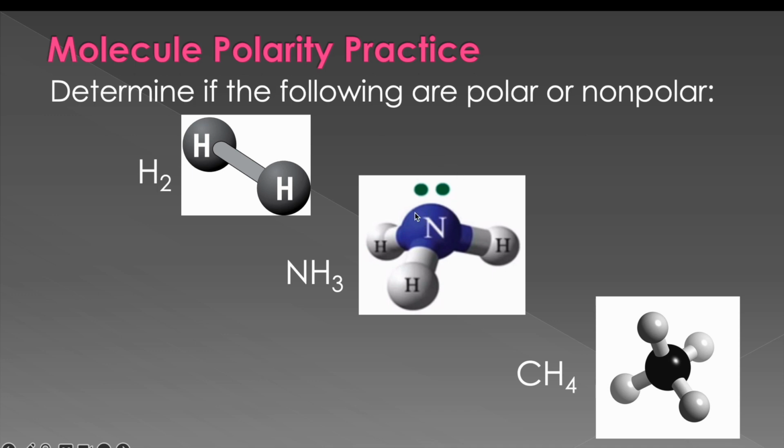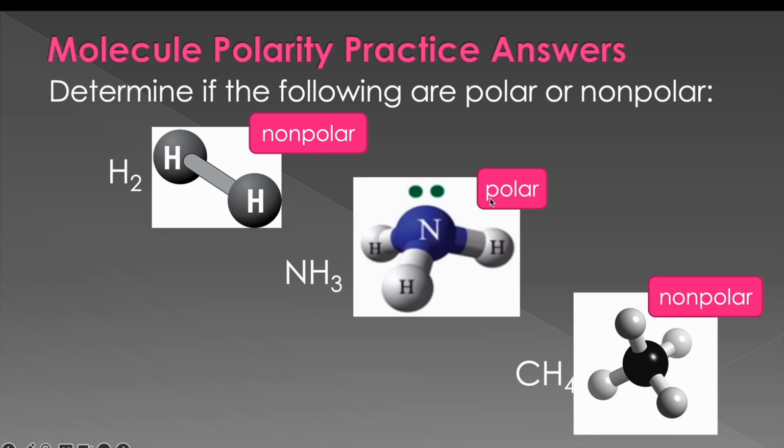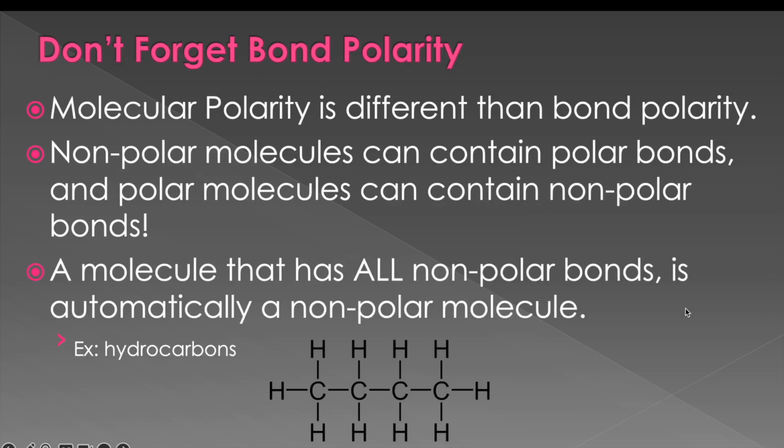That's because this molecule has a negative charge up here that's pulling electrons. This nitrogen is pulling electrons towards it, but those electrons are what's making it very polar. And then finally, CH4, there's no lone pairs, and it's all bonded to the same thing. This is a nonpolar molecule. Nonpolar, polar, nonpolar.